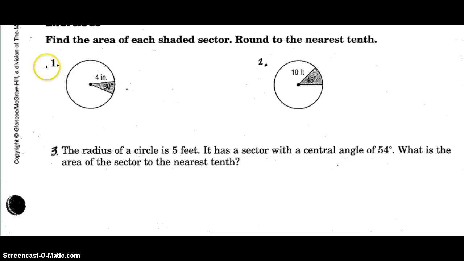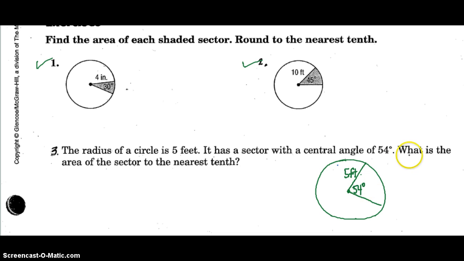I'd like for you to try example 1 and example 2, and I'll do the word problem with you. The radius of a circle is 5 feet. It has a sector with a central angle of 54 degrees. So let's draw a circle. Mine's a little bit lopsided, but that's okay. So our central angle here is 54 degrees, and it told me the radius is 5 feet. Notice if they don't provide a picture, I can always draw my own picture. And it wants to know what is the area of the sector to the nearest tenth. So they're asking us for the area here of this piece of pizza.